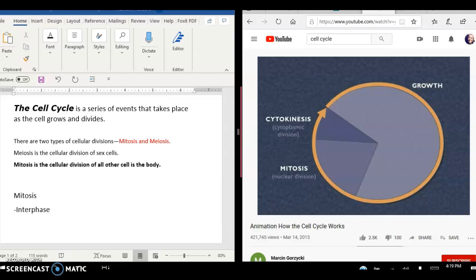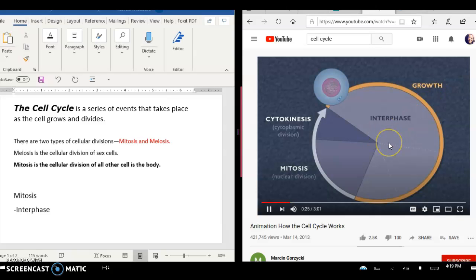These events include a growth stage, mitosis or nuclear division, and cytokinesis, or division of the cytoplasm. Throughout interphase, the cell is engaged in growth and metabolic activities. Interphase can be further broken down into 3 discrete phases called G1, S, and G2.